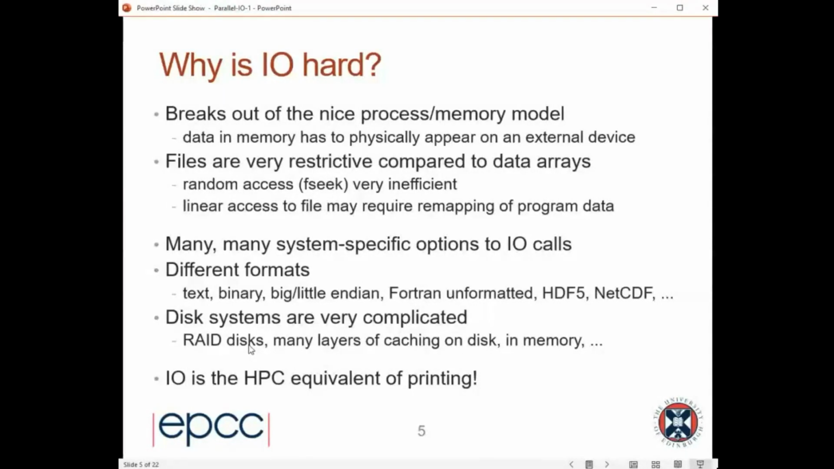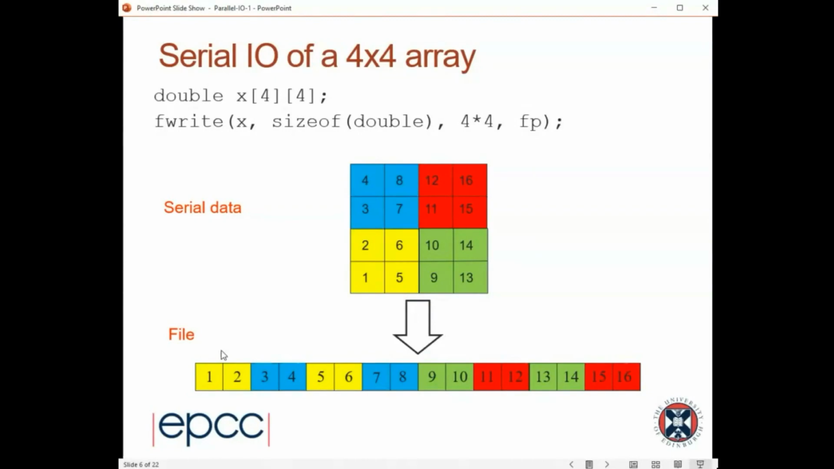I think I/O is the HPC equivalent of printing. You buy a new laptop, it works out of the box, and then you try to connect it to a printer. You try to get the data from the memory of your laptop to an external physical device like a printer, and it all goes wrong. I/O is like that. It's really quite difficult. And this is going to be my prototype problem.